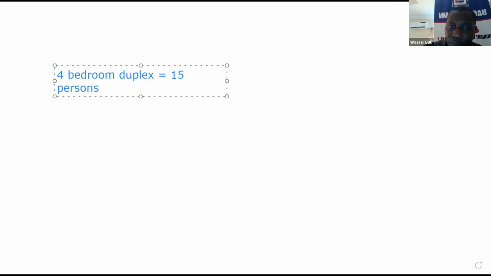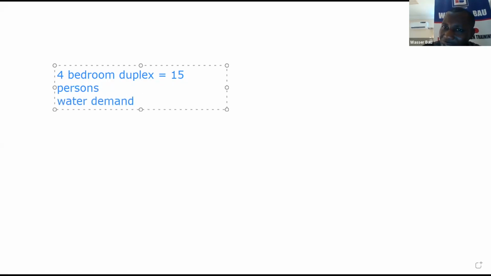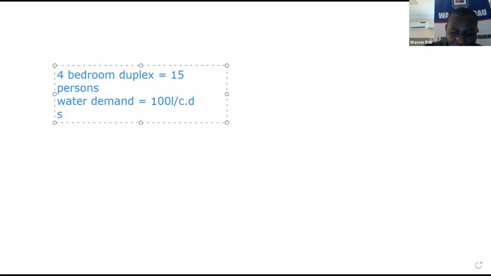15 persons. Now, what is the water demand requirement based on US standard, WHO standard or one standard? WHO says 150. You and I know that 150 is not achievable, although if you use 150, you can use a lower safety factor. But let's use 100 liters per capita per day. And let's use a safety factor of 2, which means 200%. That means we can never make a mistake. That means nobody can ever complain about water. It's absolutely not possible.